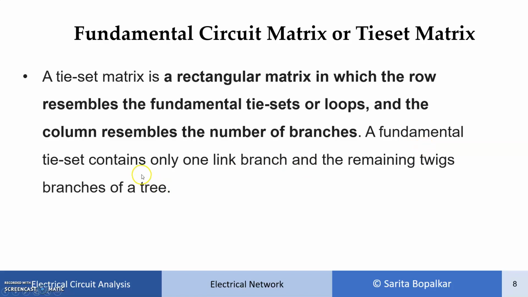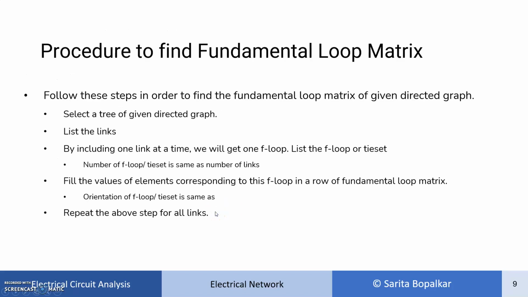A fundamental Tieset contains only one link branch and the remaining twig branches of a tree. Now, what is a link? What is a twig? What is a branch? We already studied this in a previous video. Just go through the previous video so that you can understand these concepts. Now, how to form the fundamental loop matrix or Tieset matrix? First, select a tree of a directed graph. How to select a tree, that also we have discussed in a previous video.